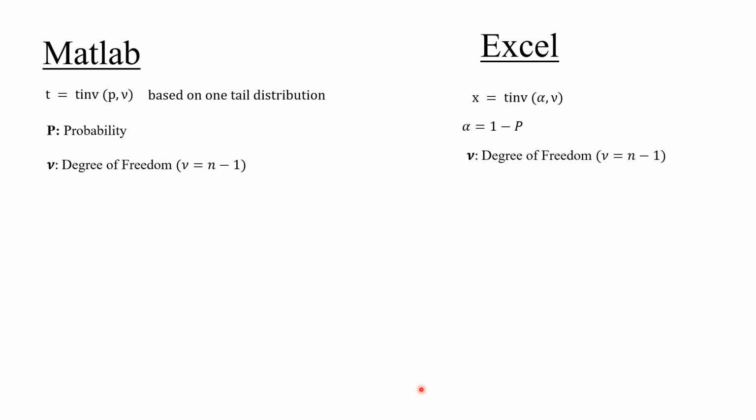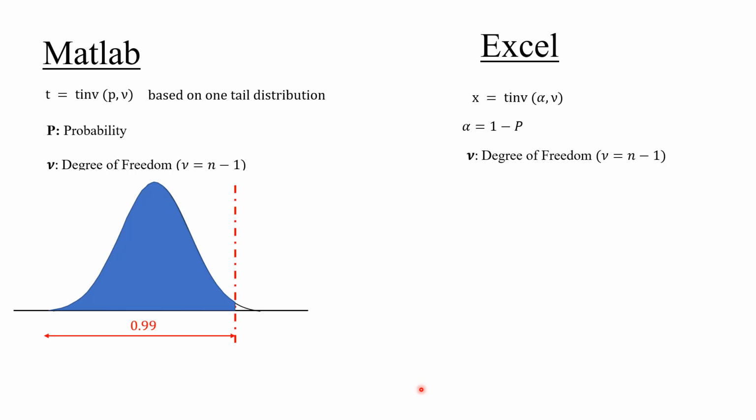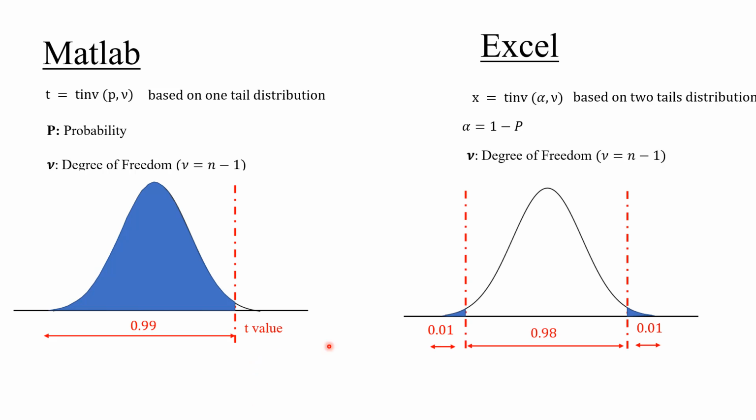Matlab is based on a one-tail distribution. So here I'm showing you a one-tail distribution. Excel is based on a two-tail distribution. So if you have a t-value here, the corresponding t-value for this will be here. That's the two-tail distribution. Excel deals with alpha, so 1 minus p, these areas, the two tails. Matlab deals with the probability. These two are equivalent in each software.